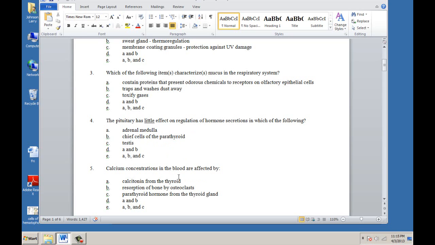Calcium concentration in the blood is affected by calcitonin from the thyroid? Yes, it's from the parafollicular cells. Absorption of bone by osteoclasts? Yes, that elevates calcium concentrations. And then the parathyroid hormone from the thyroid gland? Parathyroid hormone comes from the parathyroid gland, not from the thyroid gland. So again, the answer is D.